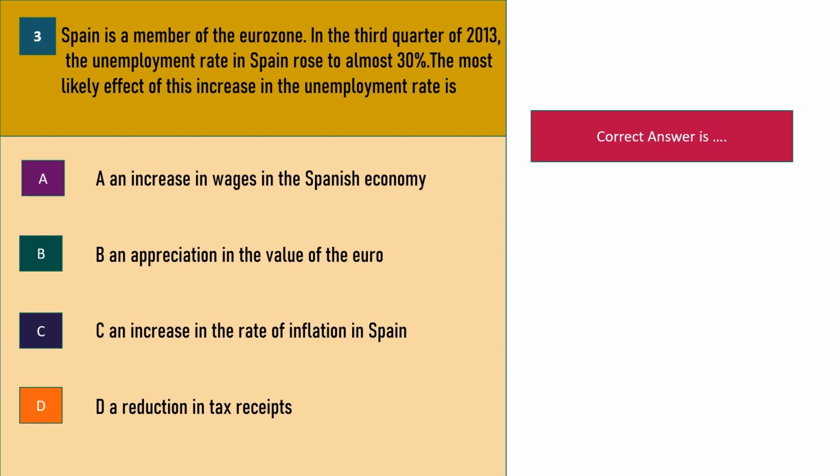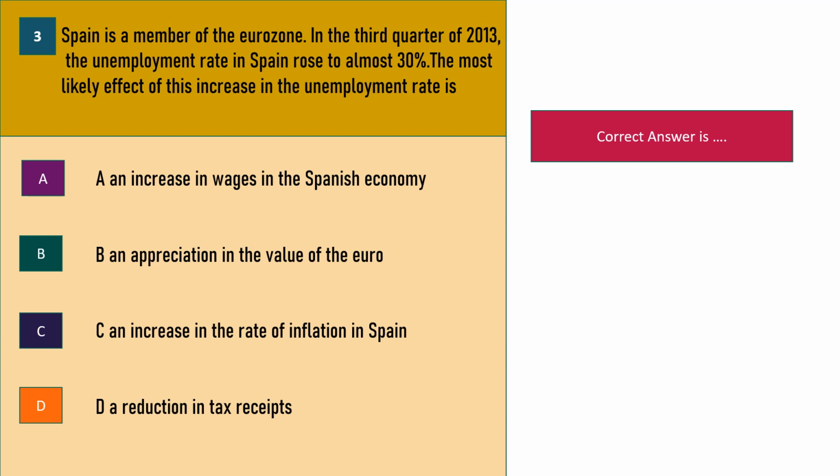Option B, an appreciation in the value of the euro. We know that the value of a currency is based on the demand for and supply of the currency. When the unemployment rate is increasing, people don't have an income, so the demand for imports will fall. Imports falling means the supply of currency will fall. Supply of currency falling means the value will depreciate, not appreciate. So option B is wrong.